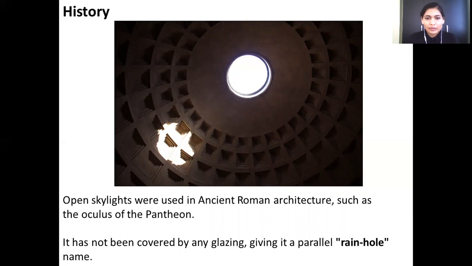Now, in ancient Roman architecture, this was called the oculus. The concept is the same as a skylight. Today we call it a skylight, the technical term for it. Now, this is not covered with any glazing. Glazing means any glass or acrylic sheet or any permeable material; there is none here. This is just an open puncture in the dome. So it is also called a rain hole because it also allows rain and winds to enter.